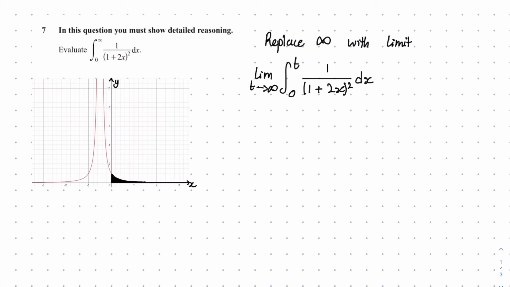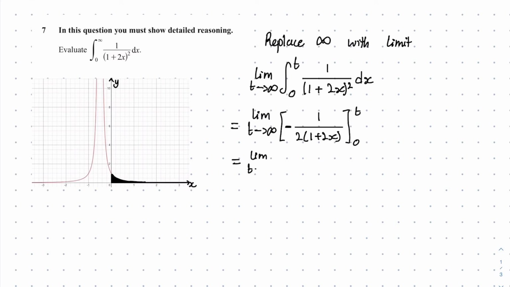Next, we need to integrate the equation. I've just gone straight from one step to the next and haven't gone through the intermediate steps in this case, but if you look at some other videos, you'll be able to see how to do the integration of this type of equation. So we start off by writing once again our limit as t tends to infinity, and then we've got the integral, which evaluates to 1 over 2, and then in brackets 1 plus 2x, and closing the bracket, and of course our limits 0 and t.